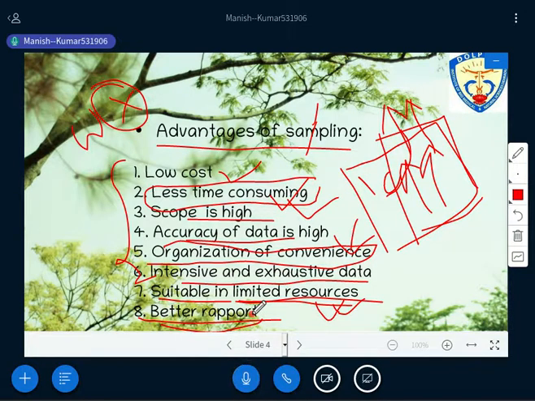So if you have a sample, it means a limited number of persons or other resources, you can easily make a proper relation with them, and then you are able to collect very effective data for your research study. Have you got it? So these are the basic advantages that you are able to get through this sampling process. Is there any question from this advantage section?